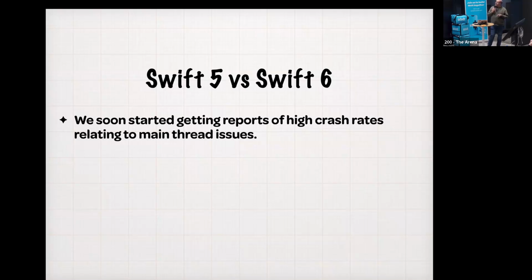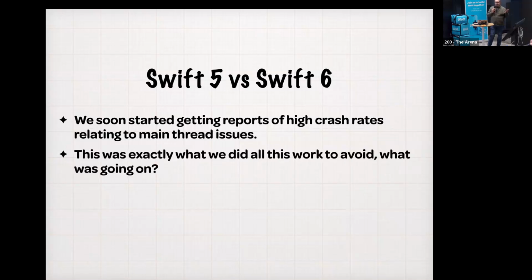It was main thread issues and it was crashing, and that's what we're trying to avoid. What's going on? The whole point of migrating to Swift 6 was we won't get crashes because of main thread issues, right? So why are we getting them?